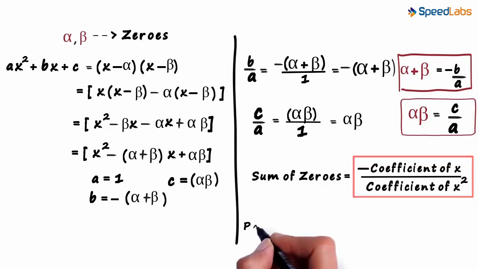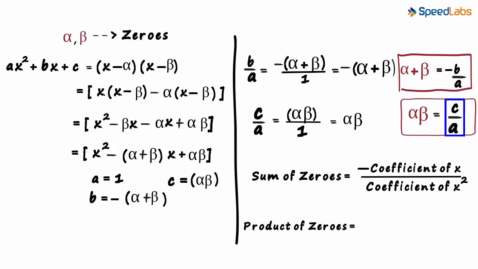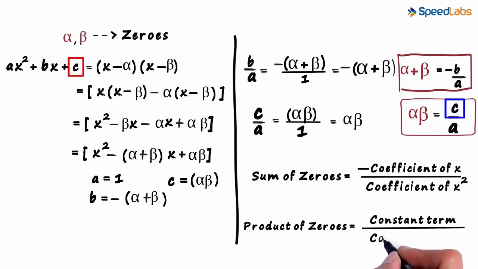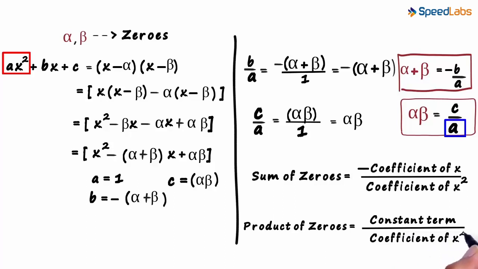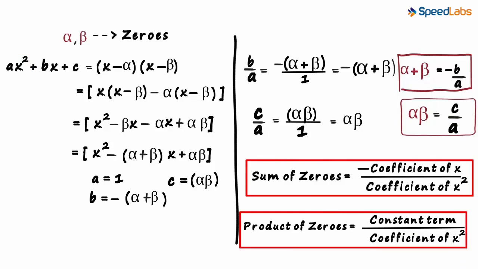In a similar way, let's find the product of zeros. It is c by a, and c is actually the constant term. a is the coefficient of x squared. So we write the product of zeros as constant term by coefficient of x squared. Once we find the roots of a polynomial, we can use these formulae to verify our answer.